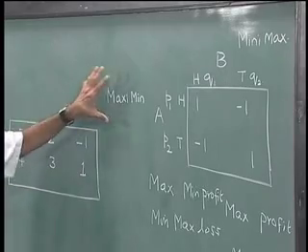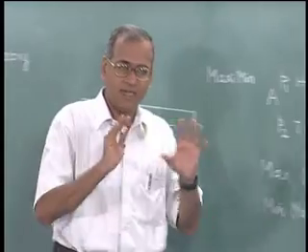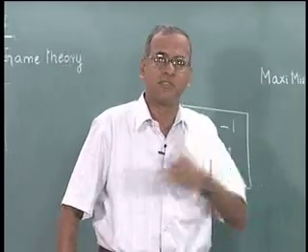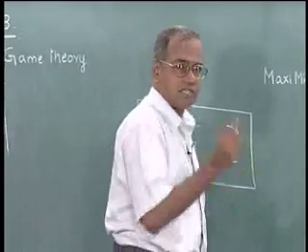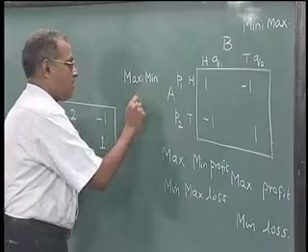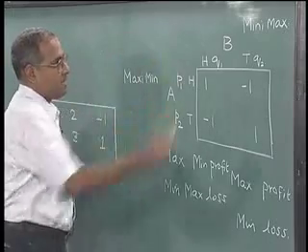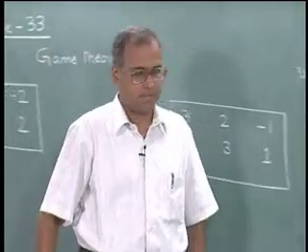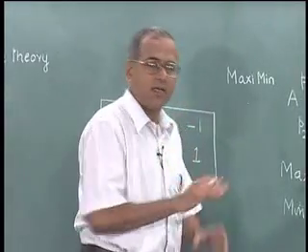Assuming that both of them are intelligent players and it is a 2-person zero sum game, the objective shifts to what is called a maxi-min profit for A and a mini-max loss for B. Now, how do we solve?